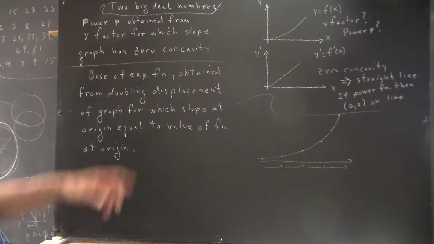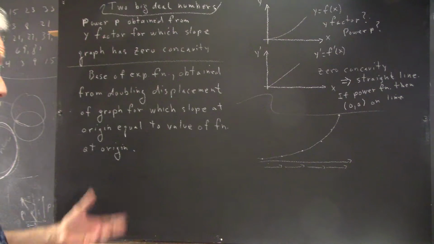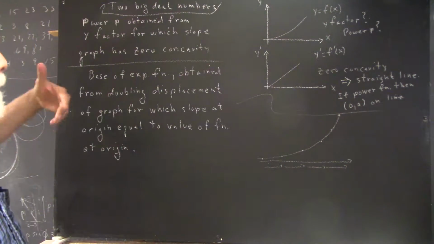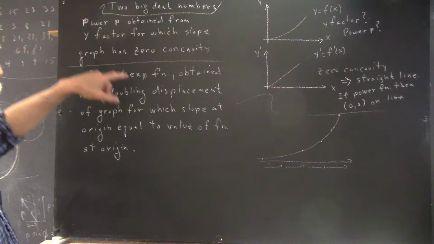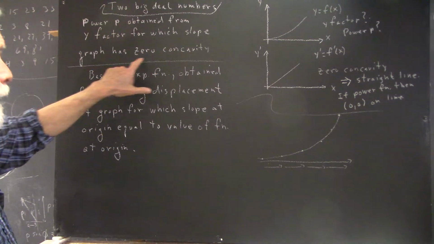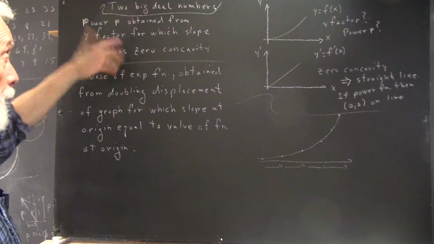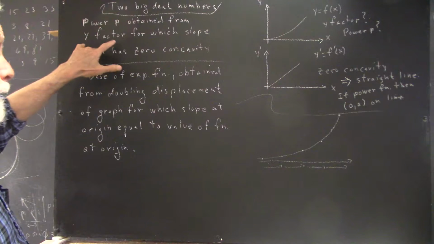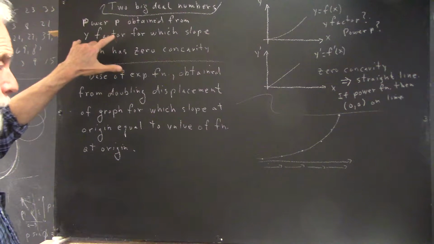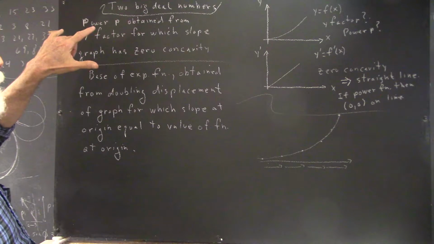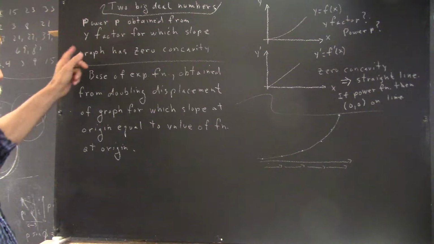Now we're looking for two big deal numbers. The way I originally introduced this and the way you've worked on it, what we're looking for is the y factor for which the slope graph has zero concavity. Now, since we're talking about a y factor, we're talking about a power function here. We can get y factors for other functions, but if I say this without further qualification, we know I'm talking about a power function with a constant y factor.